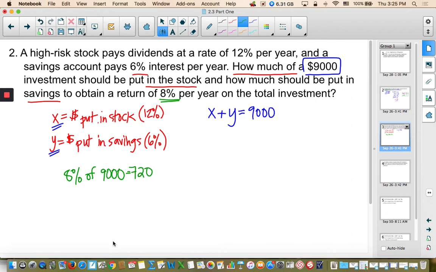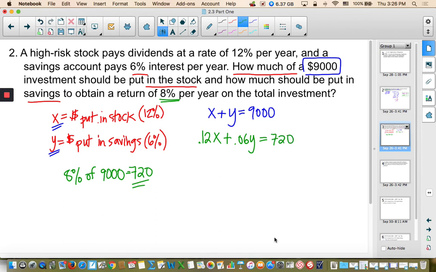Well, how am I going to make that? However much I put in my stock, we'll say that's X, right? X is how much I'm going to put in my stock. I'm going to make 12% of that. So 12% of X is 0.12X plus however much I put in savings, which is Y. I'm going to make 6% interest on that. So that would be 6%, so 0.06 times Y. And the money that I want to make there is right here, $720.